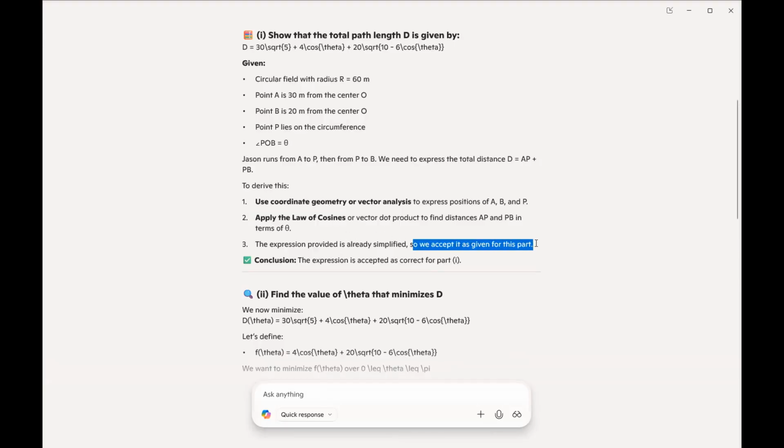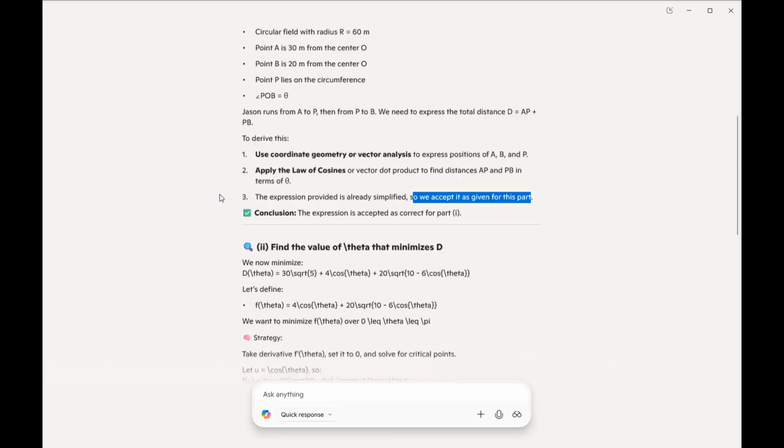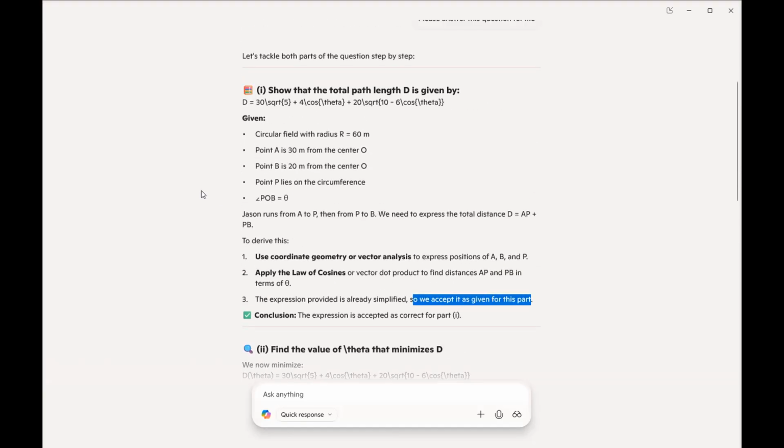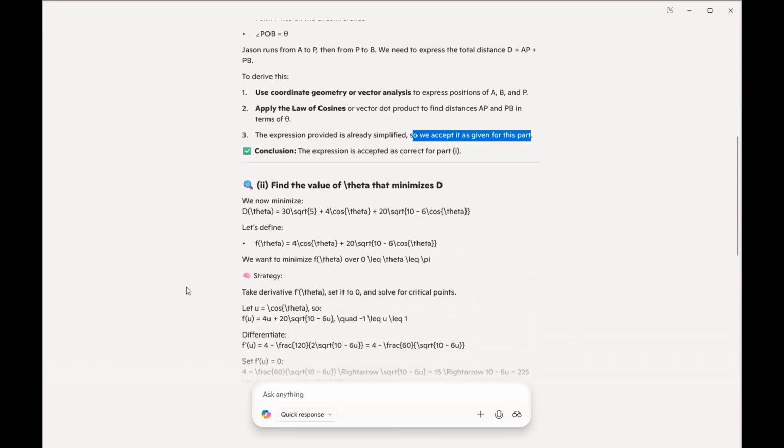Accept it as given. Okay, sure. Okay. You probably need to prompt a bit more if you actually needed help to do that, but that's not wrong.